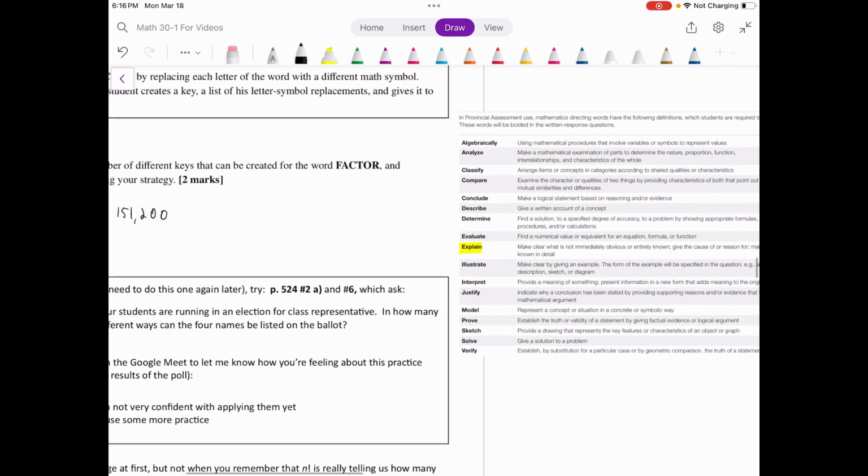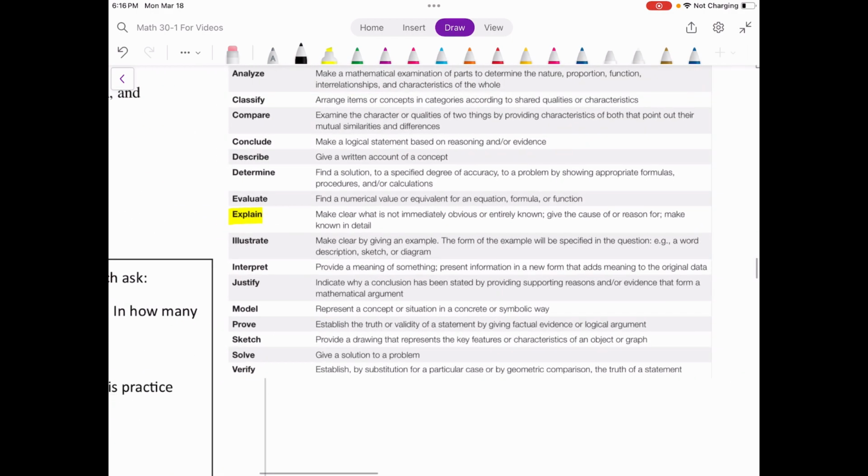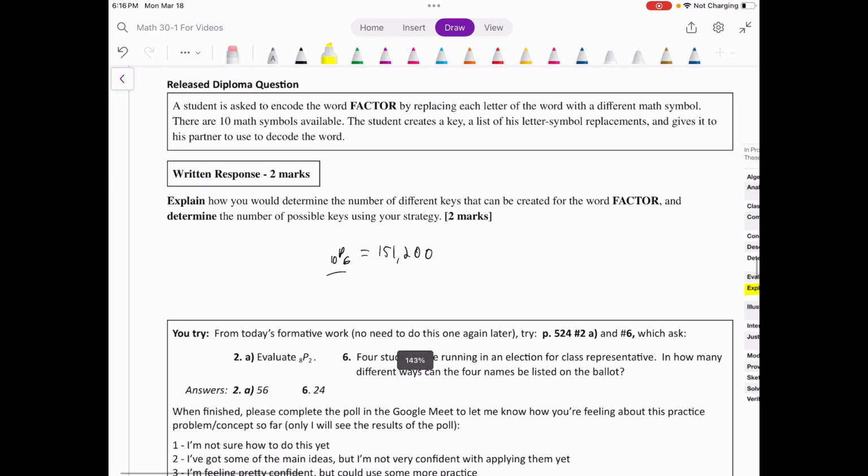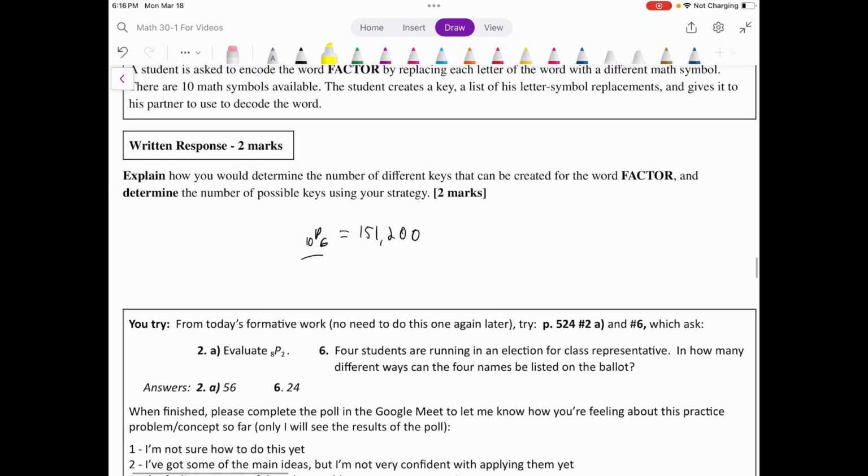Look at the definition of explain. I'm sure we know what explain means, but it's to make clear what is not immediately obvious or entirely known. If you pretend you weren't a Math 30 student, and I showed you that, would you say, oh, yes, you've definitely made clear what was not immediately obvious? When you're solving these explain questions, a good way to think about it is like you are teaching someone how to solve the problem. You're explaining it to someone.